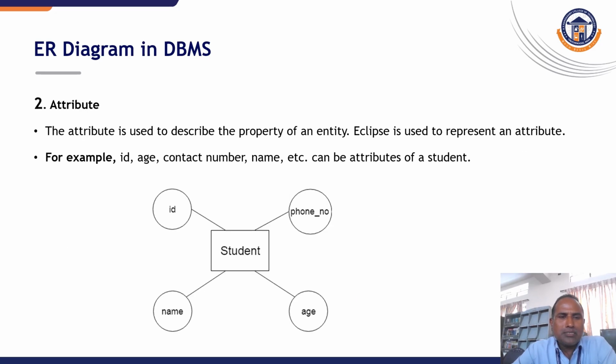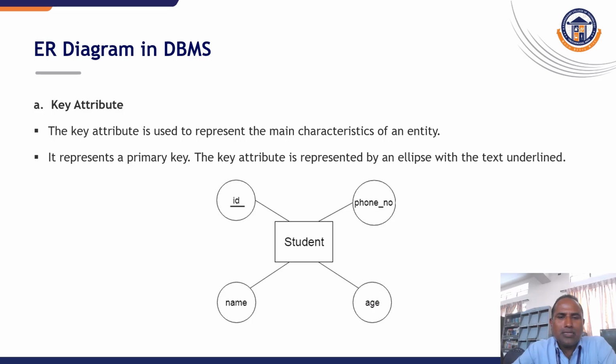The next component is attribute. What is an attribute? An attribute is a property of an entity. It is represented using an ellipse symbol. For example, in this diagram, ID, age, contact number, name, etc. can be attributes of your entity student. These are all the types of attributes.